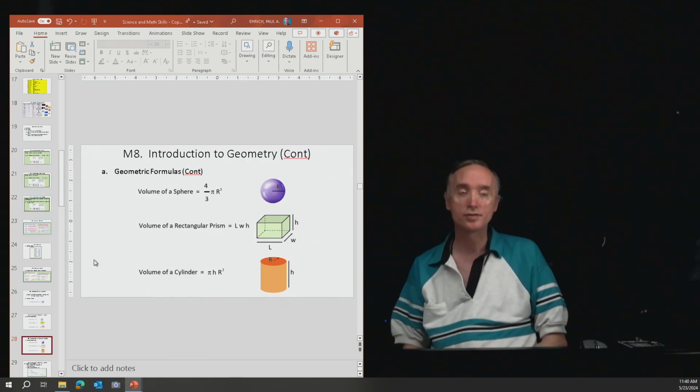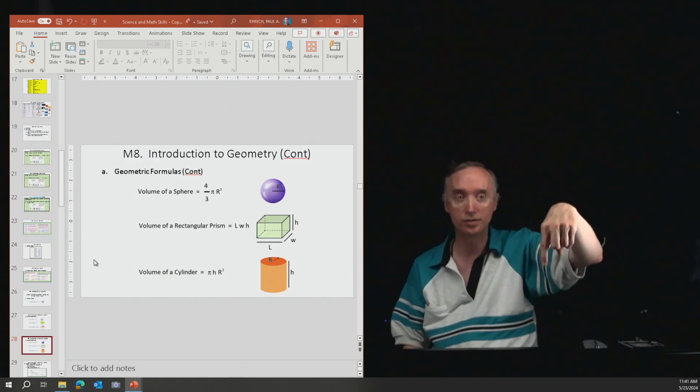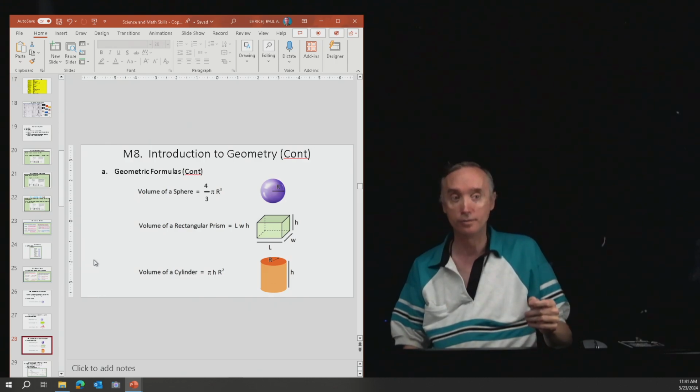And then sometimes you might need to measure the volume of a cylinder, like a soup can. That's going to be the area of the top of the cylinder, which is a circle. So the area of a circle we know is pi r squared. And then multiply that by the height, which is h. So those would be some good geometric formulas to know.